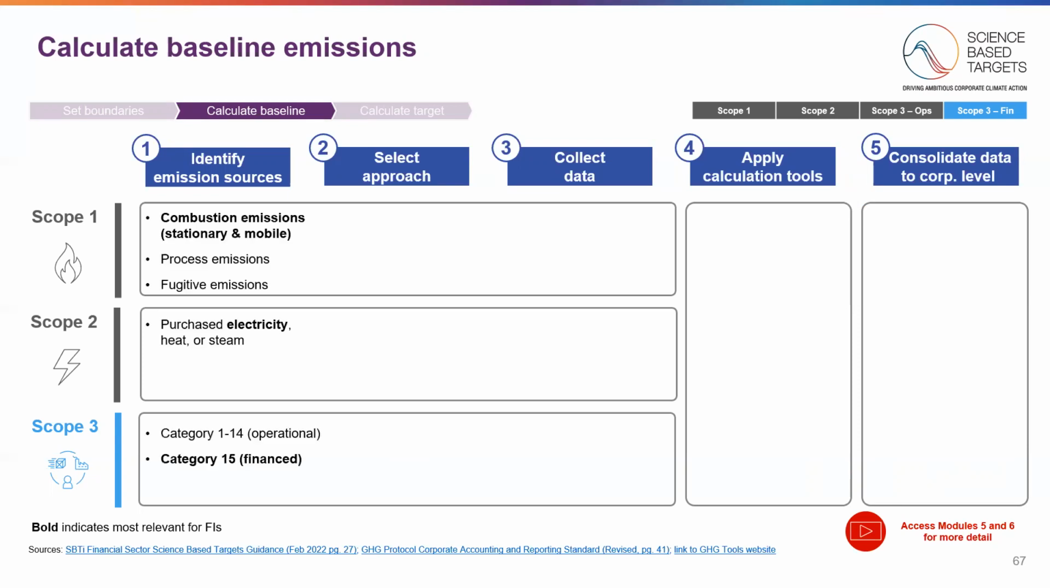Step 1, identify emission sources. This is also sometimes called creating the greenhouse gas inventory. The goal here is to create a catalog of all the major sources in Scope 1, 2, and 3, where your company contributes greenhouse gas emissions. The most common ones for the banks are, in Scope 1, mobile combustion emissions, in Scope 2, purchased electricity, heat, or steam, and for Scope 3, Category 15, financed emissions.